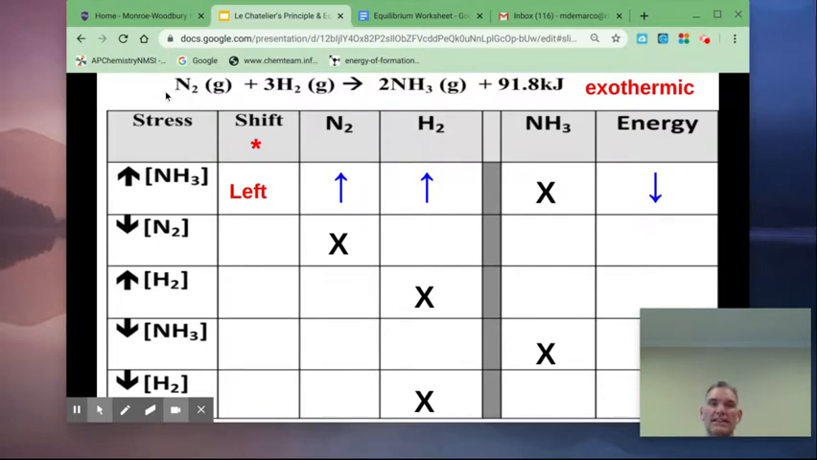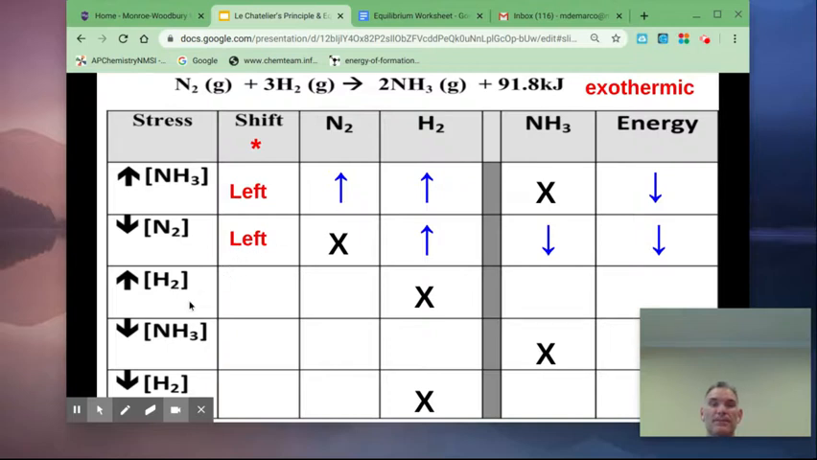N2 is right here. It's on the left. So if I'm taking out N2 on the left, removing, it's going to go to the same side. So it's going to shift left. And as we said, once you know which way it's going to shift, the golden rule applies. Whichever direction you go in is going to go up. So that means H has to go up. It's on the same side. But NH3 and the energy have to go down. It's on the opposite side. Again, seesaw.